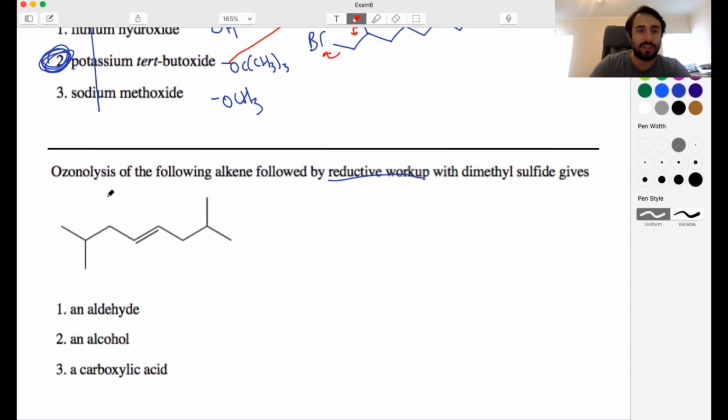Okay, next, ozonolysis of the following alkene followed by reductive workup with dimethyl sulfide gives what? So we have this. We're going to do ozonolysis, which means we're going to break that pi bond, and this is symmetrical, so we get two equivalents of the same product. What is that product? Well, let's pull that apart.